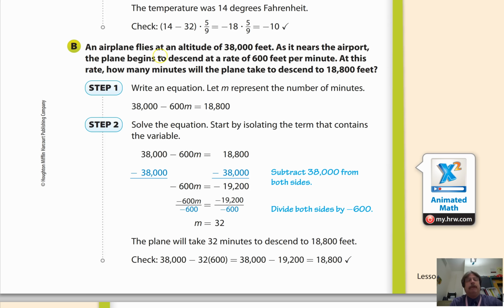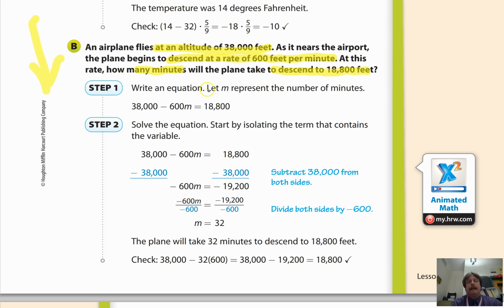So in B, an airplane flies at an altitude of 38,000 feet. So that's where it's starting. Okay, so we're at 38,000. As it nears the airport, the plane begins to descend at the rate of 600 feet per minute. So descend means to go down. At this rate, how many minutes will the plane take to descend to 18,800 feet? So we have to write an equation.